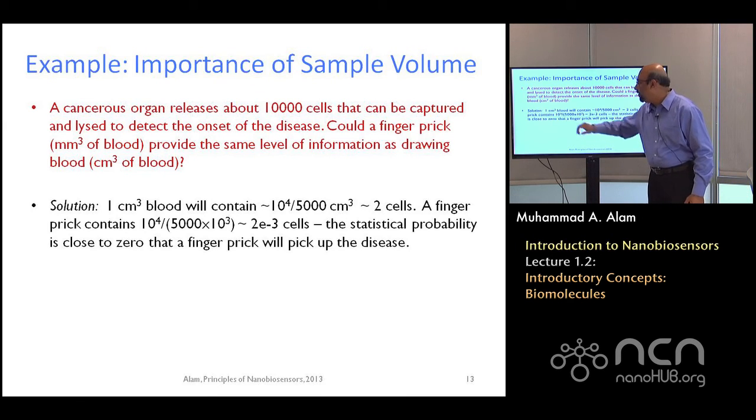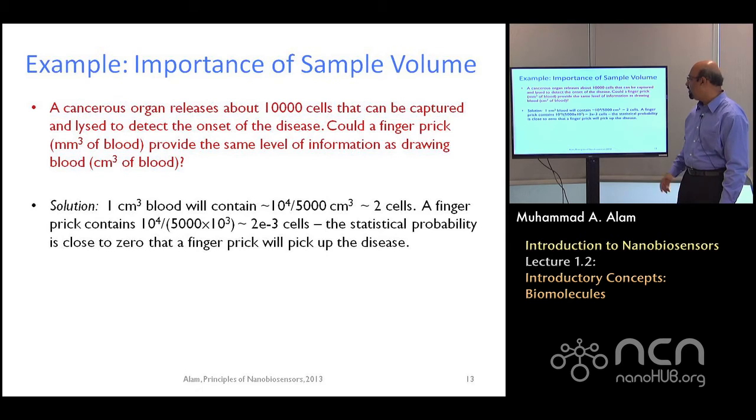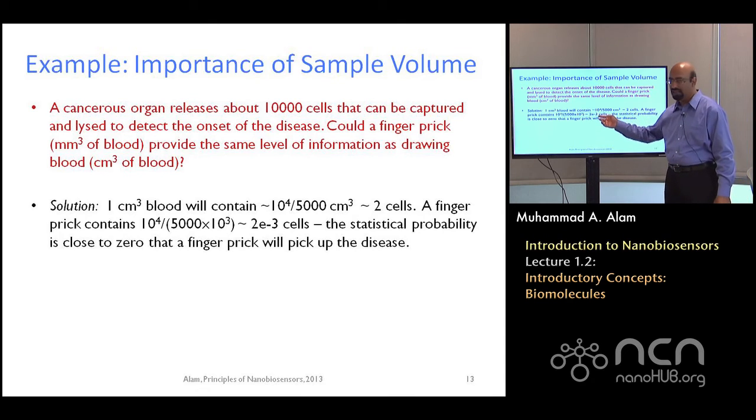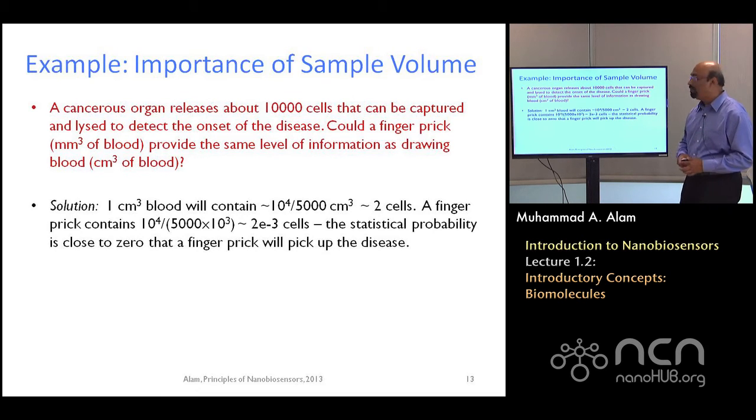You see, first of all, 1 centimeter cube of blood will contain 2 cells, and a millimeter cube of blood will contain almost nothing. Therefore, statistically it's almost impossible that from a millimeter cube of blood you are going to pick up this disease. Not possible, because the chances of getting a cancer cell in there are very small.